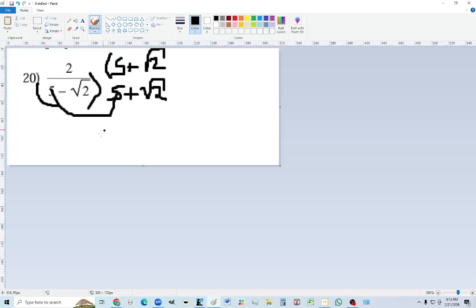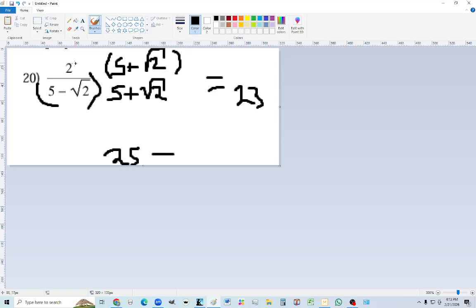Here you get 5 times 5, and this is the bottom, 25. 5 times plus square root of 2 is 5 square root of 2. 5 minus square root of 2 times 5 is minus 5 square root of 2. So the middle terms cancel. And minus 2. 25 minus 2 is 23. So down at the bottom, 23.